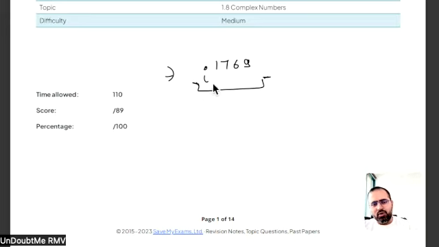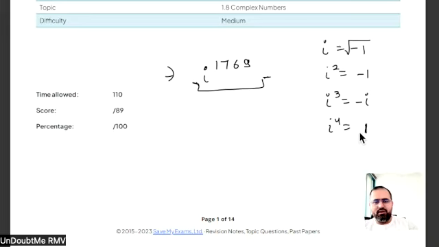We should know that i is square root of -1, i square is -1, i cube is -i, and i to the power 4 is 1. Now we have to convert this 1769 into some power of 4 plus something. So just work on 1769 and break it down into the nearest multiple of 4. What will be that number? You can use calculator for that.